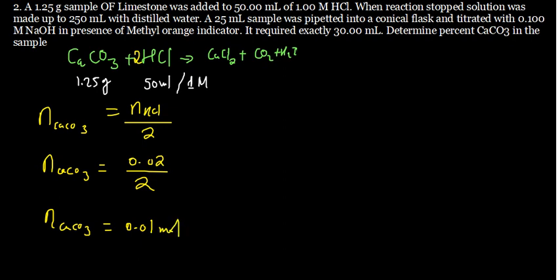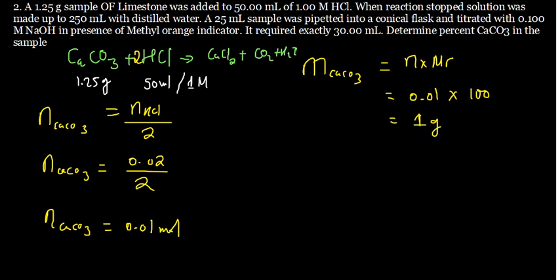Now we need to convert this to mass. We need to find the mass of calcium carbonate which actually reacted, right? The mass of calcium carbonate which reacted is number of moles times molar mass. What is the molar mass for calcium carbonate? It should be 100.01, but we can use 100. So the mass we are going to find is 1 gram.